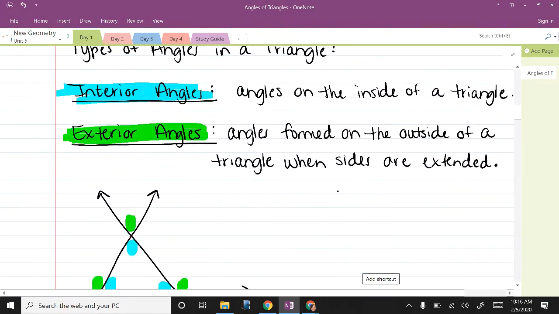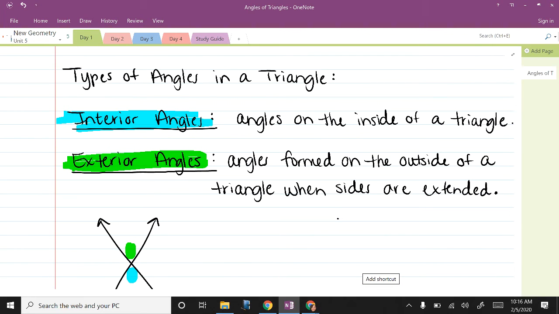All right. There are different angles in a triangle. You need to write these down. There are two types of angles when you're talking about triangles: interior angles and exterior angles. I'll let you write those down, and then I'll scroll and show you the picture in a little bit.